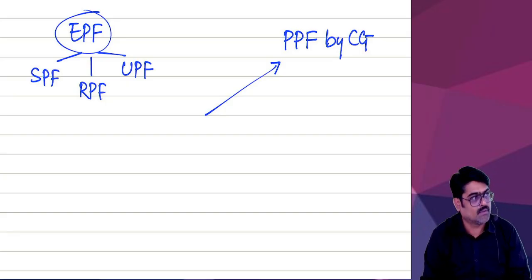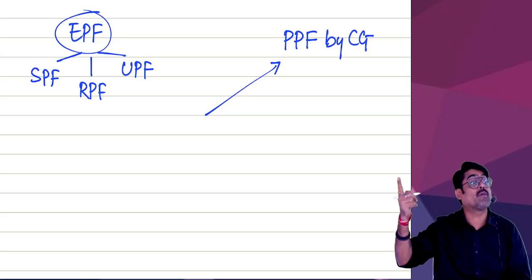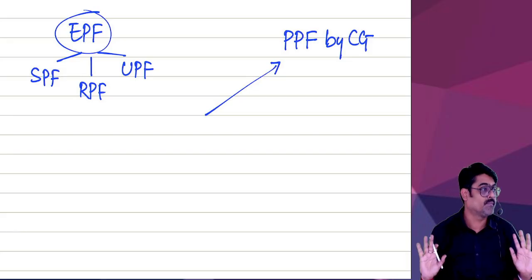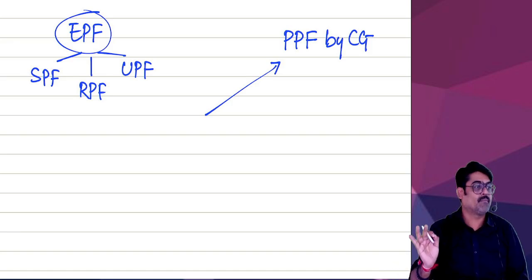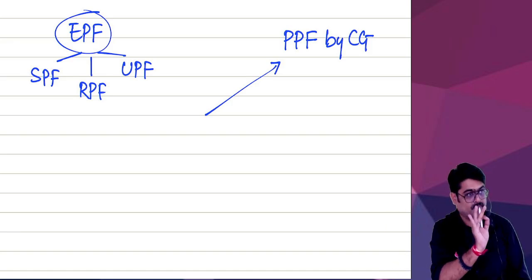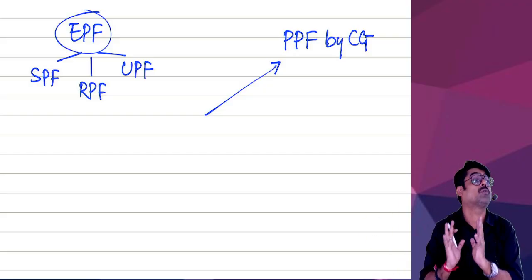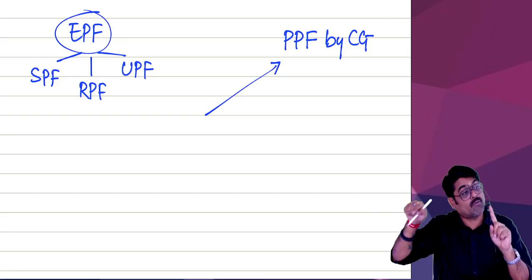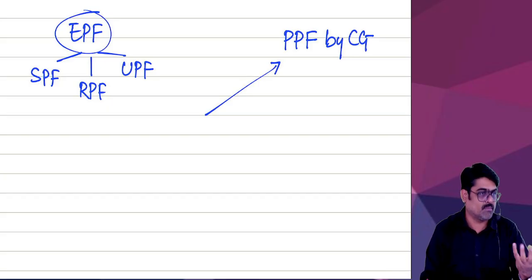Understanding what I am trying to tell you? So if you open this account, what is the requirement? This account will be opened and will mature after 15 years. From the date of opening till 15 years, you will have to maintain this account. Every year, you have to deposit a minimum of 500 rupees. Only then will this account remain active. The maximum contribution in one account is 1,50,000. These are the government rules which I am telling you.